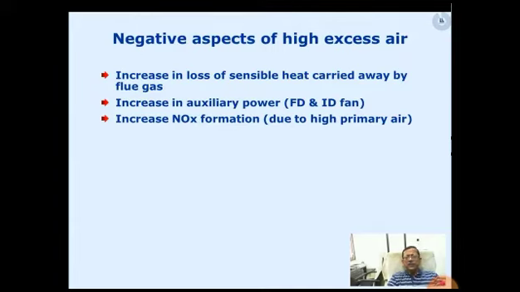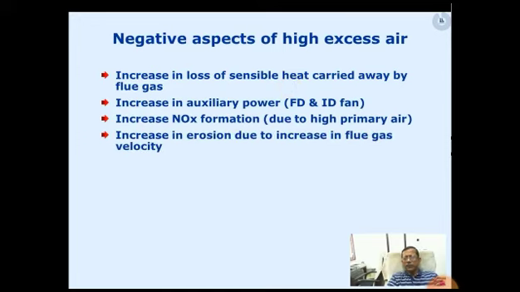Then since the air is more, the velocity would be more, and if the velocity is more, the erosion, which is a very dangerous, or rather the most problematic thing in case of a solid fuel fired boiler, is going to increase manifold. The relation between erosion and velocity is that erosion increases as the fifth power of the velocity. So if velocity increases, erosion is going to increase proportional to the fifth power of the velocity.